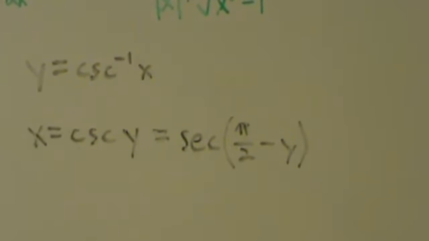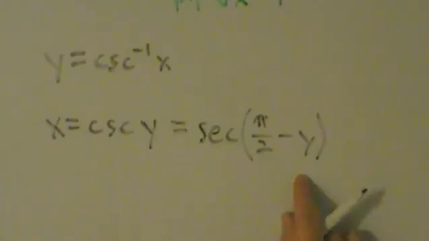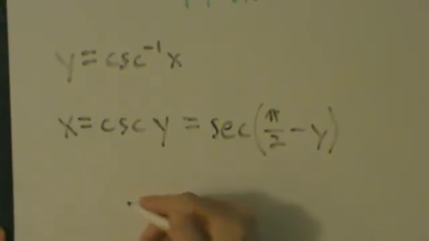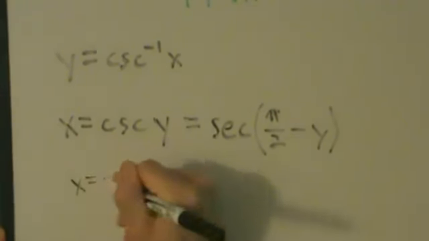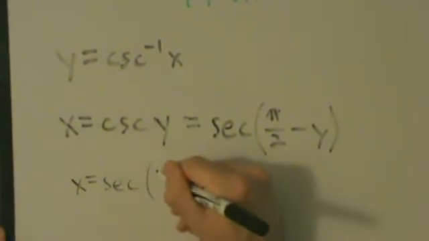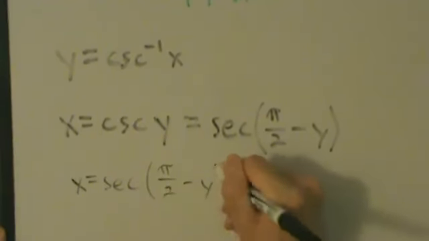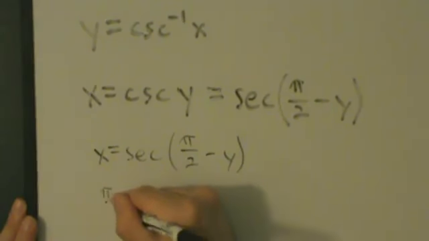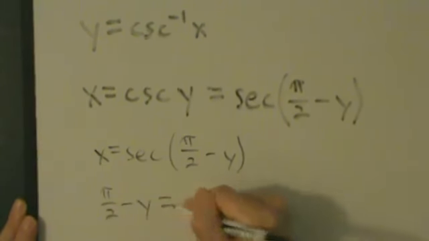Alright, let's go ahead and get a thinner marker here. So cosecant of y is the same thing as secant of pi over 2 minus y, so that's one of the basic trig identities there from the complementary angle theorem. Anyway, so what we have now is x equals secant of pi over 2 minus y. Okay, so this means pi over 2 minus y equals the inverse secant of x.